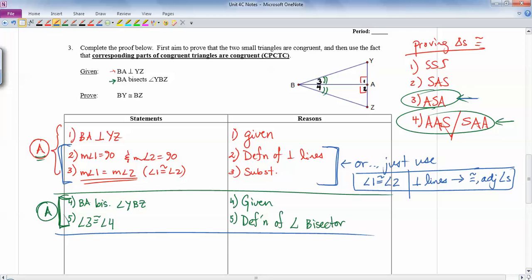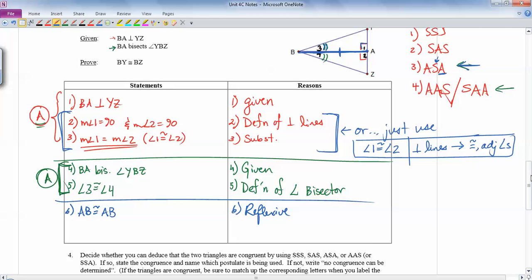Let's say that we were aiming for ASA. Then the pair of sides that I need to match up would have to be touching both pairs of angles that I figured out. So it'd have to be the side in between the two angles. If you look at this, here's one angle, here's the other angle, here's AB, touching both those angles. Well, AB is the same in both triangles. It's reflexive. So step 6 here, I'm going to say AB is congruent to itself. That's reflexive. All right, so that gave me a pair of sides.